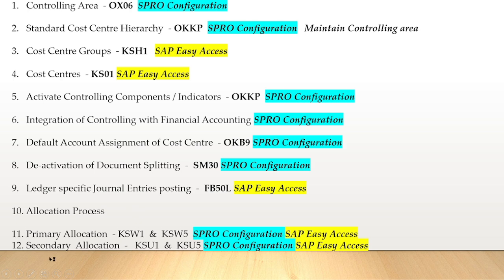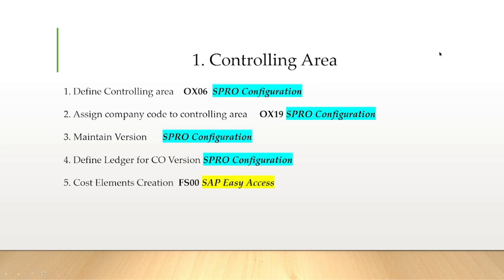Then the 10th one, allocation process. 11, primary allocation, KSW1 cycle, KSW5, its execution. Secondary allocation, KSU1, KSU5. First one is controlling area. In this, what we covered?